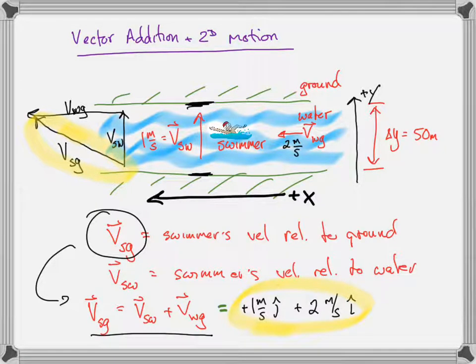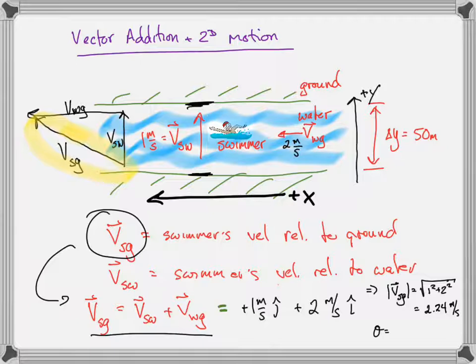So the velocity of the swimmer relative to the ground, this vector here, is this vector here, right? It's got two components, which we already knew, of 1 meter per second in the y and 2 meters per second in the x. And so we can actually write that out in magnitude and direction form, if you really like. So the magnitude, given by the square root of the sum of the squares of the components, because it's a right triangle, is 2.24 meters per second.